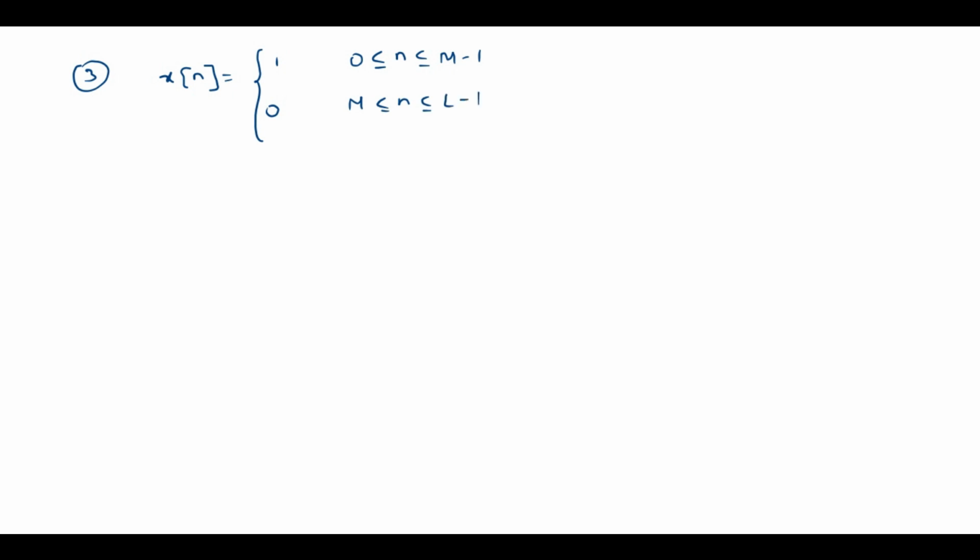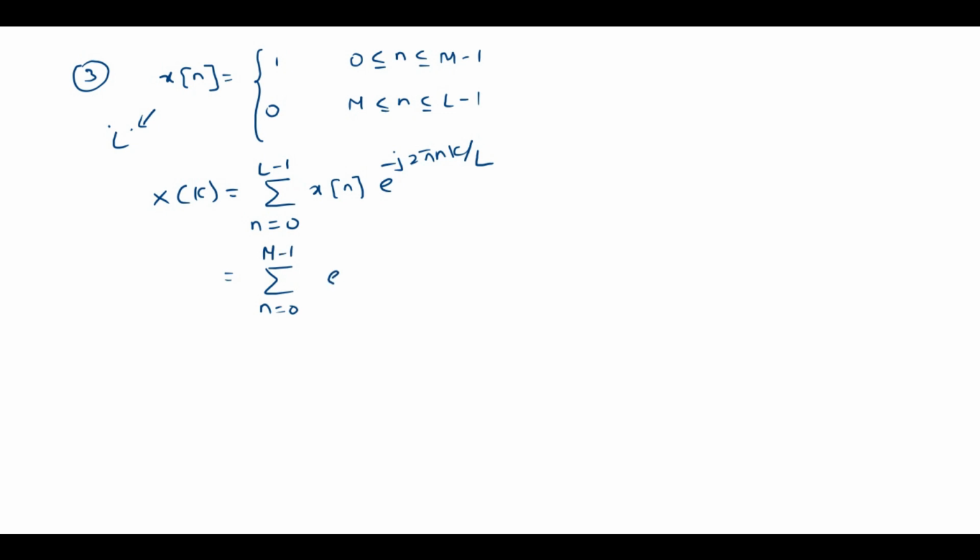So the length of x of n is simply L. We need to find the discrete Fourier transform, which is summation n from 0 to L minus 1 of x of n e power minus j 2 pi nk by capital L. But x of n is non-zero over the range 0 to M minus 1 only. Over this summation range 0 to M minus 1, x of n is 1. So e power minus j, I am writing this as 2 pi k by L whole power n.